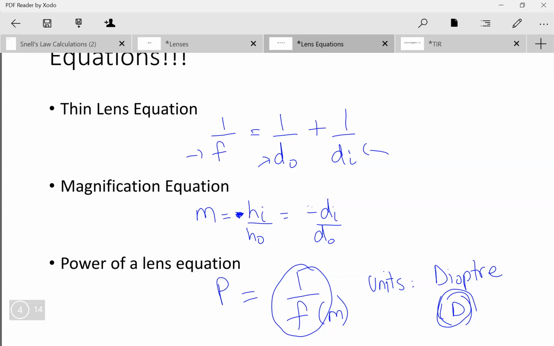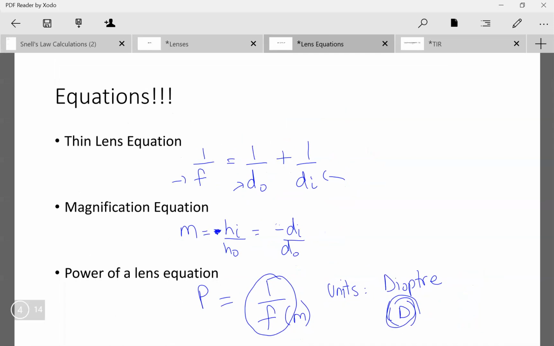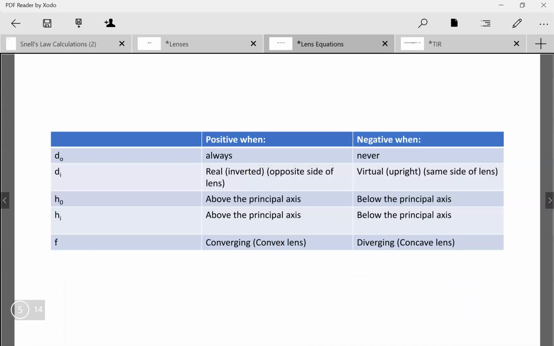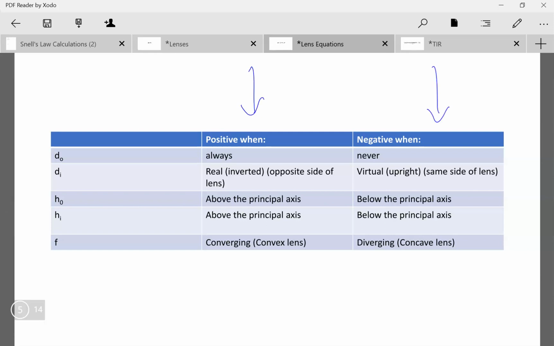Right? So these are the 3 equations that we will need to know in order to do calculations and stuff. This is the idiosyncratic part that I was talking about. There are certain sign conventions that we must kind of follow when dealing with lenses.